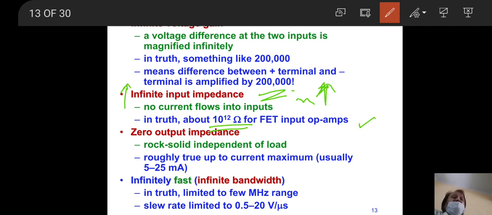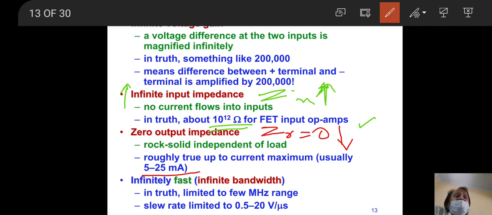Next is zero output impedance, so Z out is equal to 0. The output is independent of loads. The maximum output current is roughly 5 to 20 milliamps.